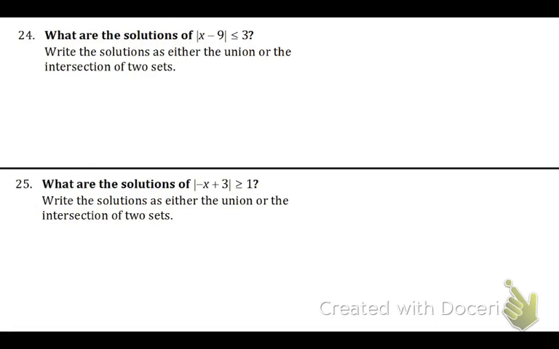Number 24. We have an absolute value inequality, and it's a less than symbol. So that means we have a conjunction, and this is going to be an "and" problem. And the graph will be an overlap. So, first of all, we're going to get rid of those symbols like we have practiced.